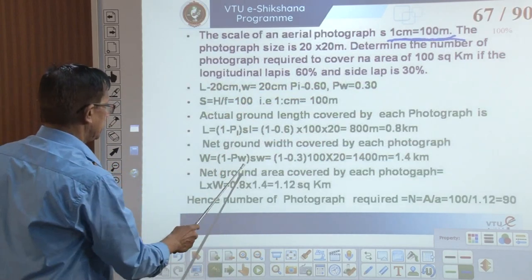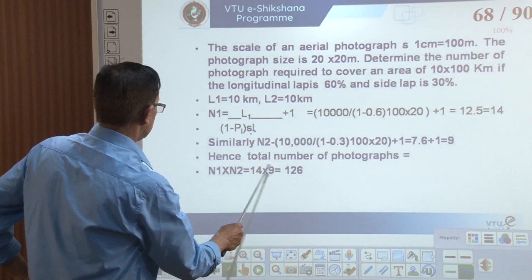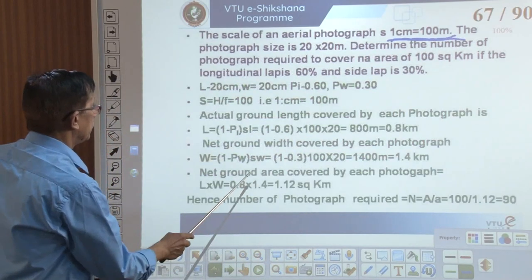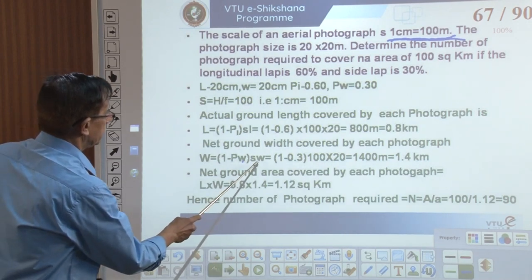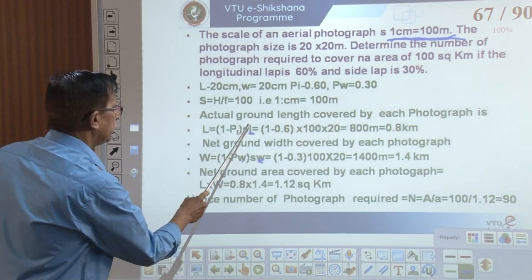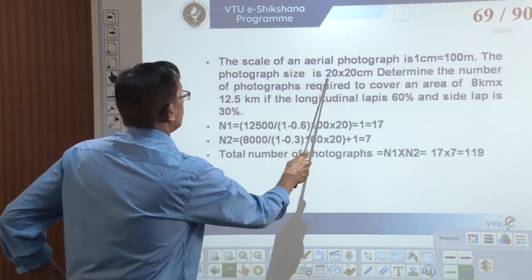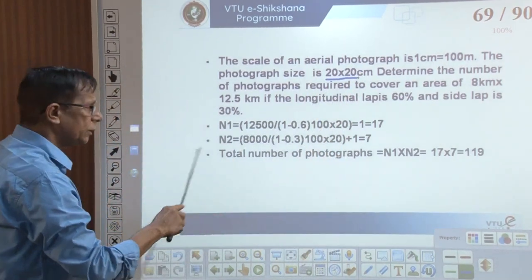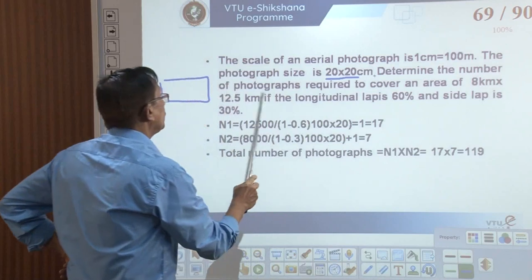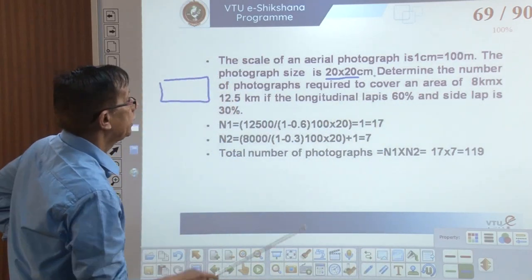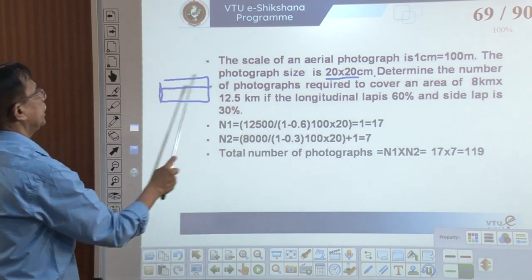This is width, this is L, length. L in the given problem is 20, width is also 20. So the size of the photograph, L is 20, W is 20. This means it is a perfect square photograph, not necessarily an elongated photograph. So, determine the number of photographs required to cover an area of 8 kilometer by 12.5 kilometer. So, we have 8 kilometer width and 12.5 kilometer long area to be covered.